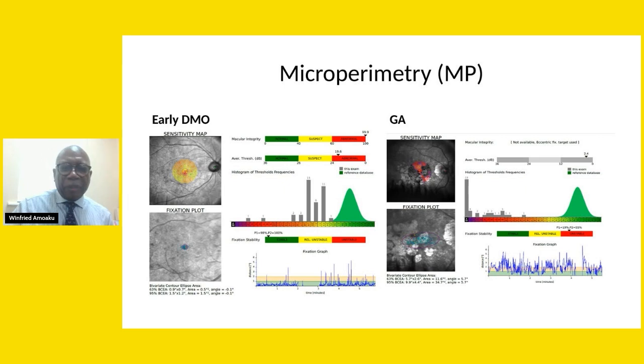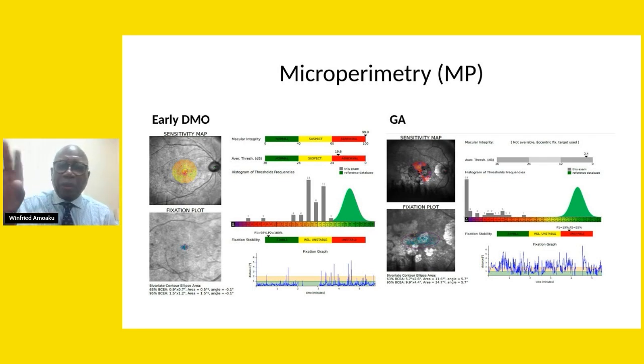Now, the microperimetry, this looks like a busy image, but it's very simple. If you look on the top left image, there is a little circle there, and that circle measures the sensitivity of that particular part of the retina.